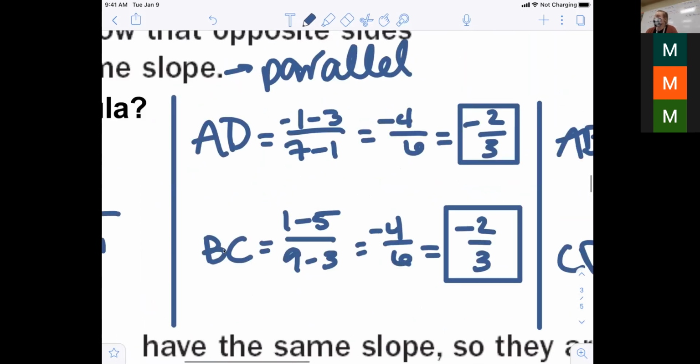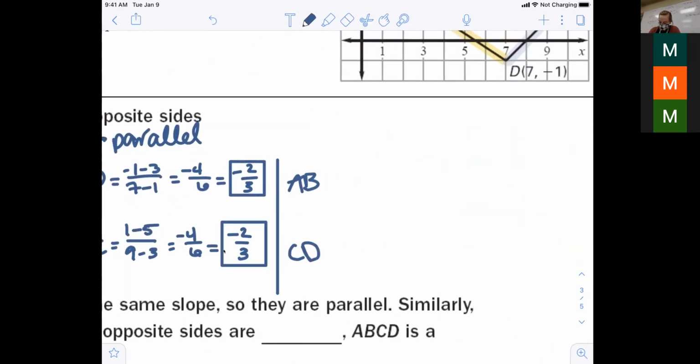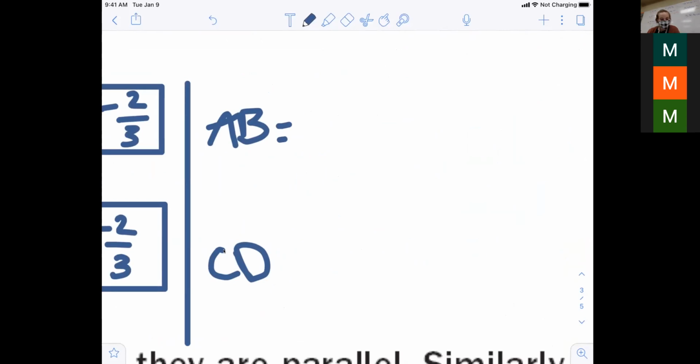I got AD and I got BC and I got -2/3 for both of those. Is that what everybody got? Good. Give yourself a high five. Next one. Now try AB or CD. If you have time, do both of them. See if they're the same. My biggest hint here is be super careful about positives and negatives, minuses and pluses. Easy to make mistakes.